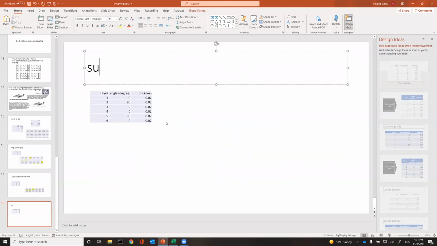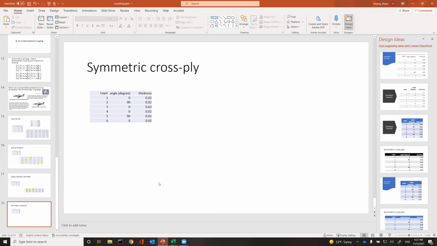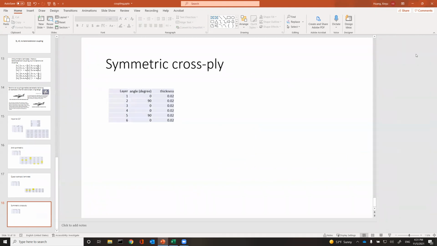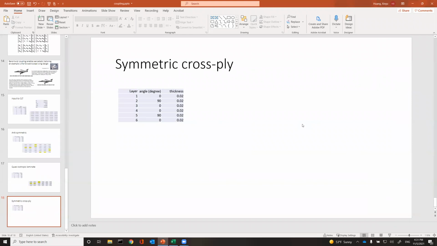Symmetric cross ply. All right, let me know when you're done. Set symmetric cross ply. Okay. You can also do the sum up like Noah did. I don't know how you do it, but if you did, give me a sum up if you finish this.